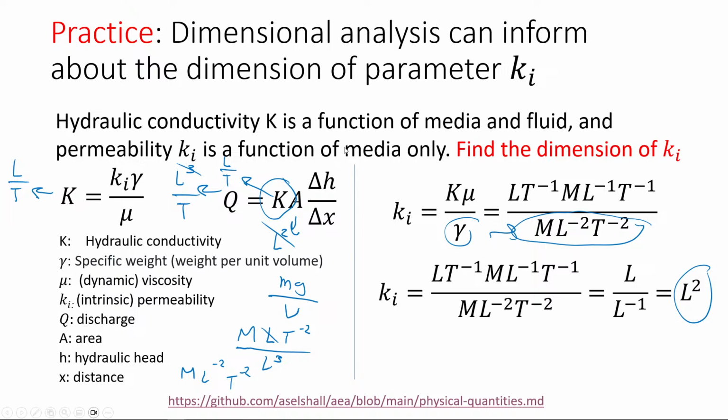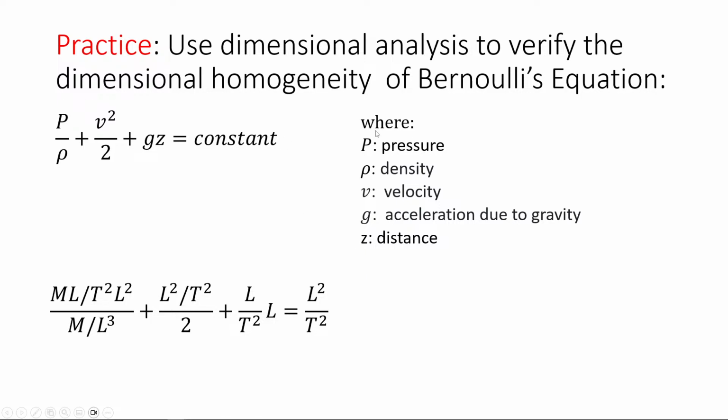So you should be able to do this dimensional analysis to infer, for example, the dimension of something you don't know, or to ensure that you have dimensional homogeneity. Here, for example, I'm asking you to verify the dimensional homogeneity of the Bernoulli equation. So I know that the dimension of each of these terms should be the same.